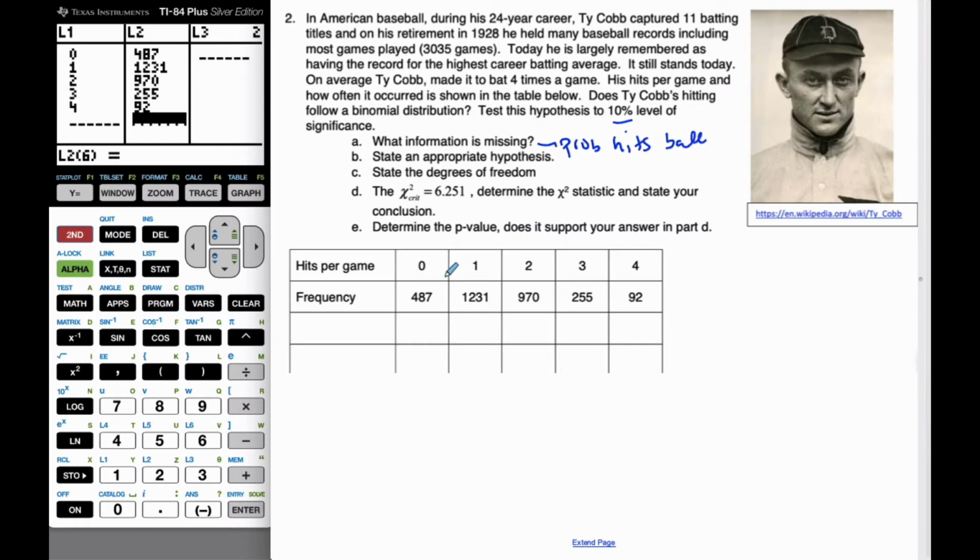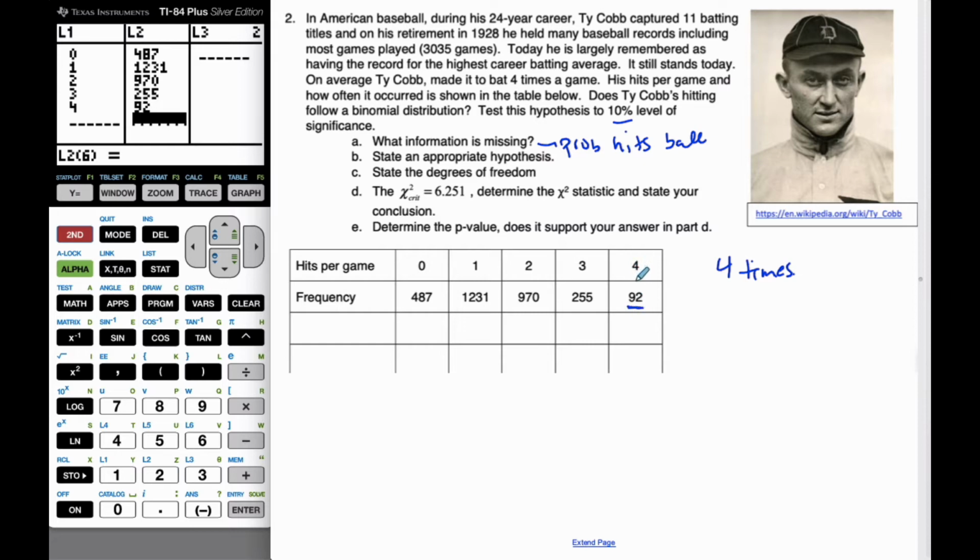Okay, so on one game, each game he goes 4 times at bat. And so on this game here, he's gone 4 times, and basically this is 0 out of 4 attempts, 487 times. This is 1 out of 4 attempts. This is 2 out of 4 attempts, and so on and so forth. So when I want to think about how many times, in 92 games, he hit 4 out of 4 times.